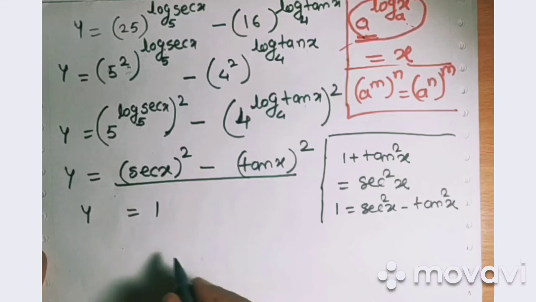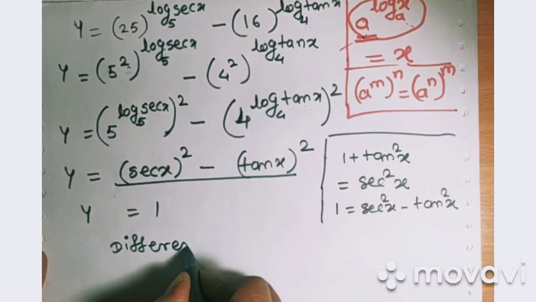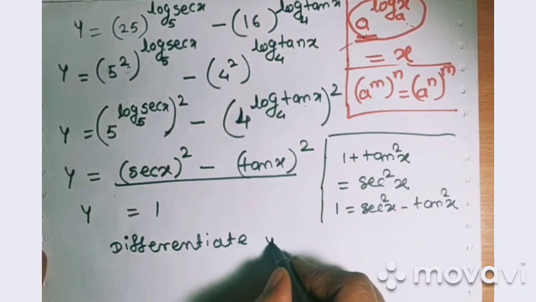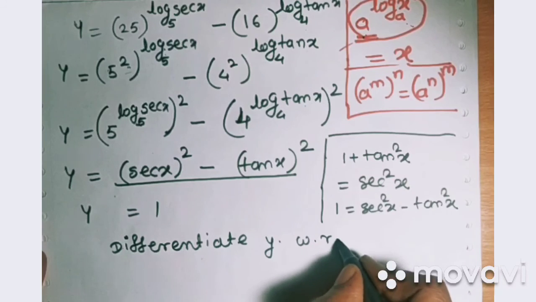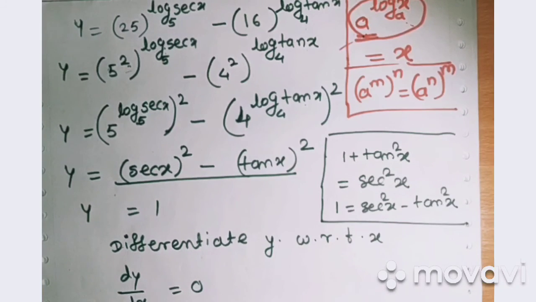Then differentiate this y with respect to x. We get dy by dx is equal to 0. I have completed 19 examples from exercise 1.1 and from question number 3.